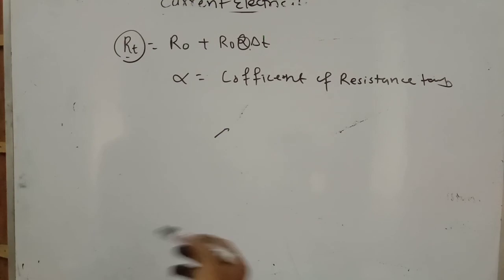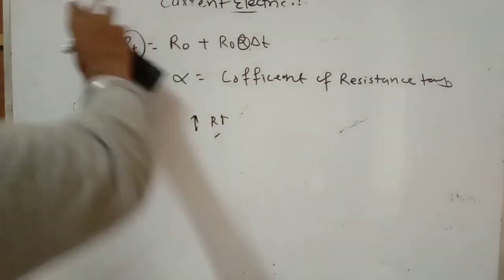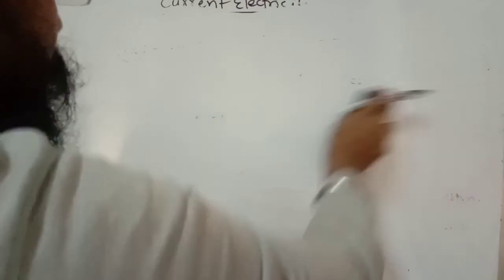Okay, so that means resistance also increases. In case of the semiconductor, when temperature increases, resistance decreases. But in case of the conductor, when temperature increases, resistance increases. Okay, so now I am going to solve one numerical on the basis of resistance.